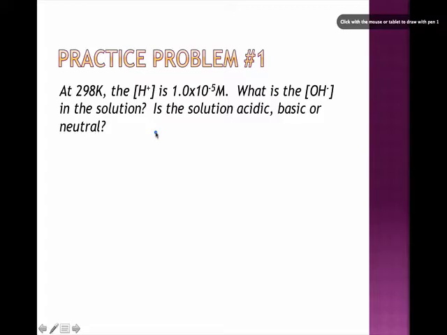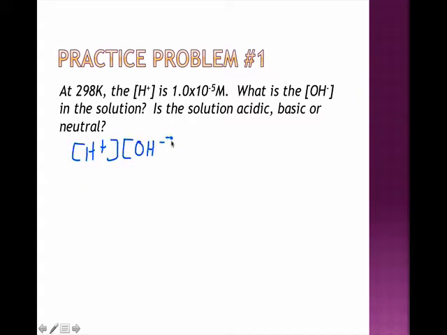So in our first practice problem, it says at 298 Kelvin, the hydrogen ion concentration is 1.0 times 10 to the negative 5th molar. What is the hydroxide ion concentration in the solution? And then is the solution acidic, basic, or neutral? Well, they're giving me the H plus concentration and I'm asked to find the OH. So I'm going to use that formula that we were just talking about.